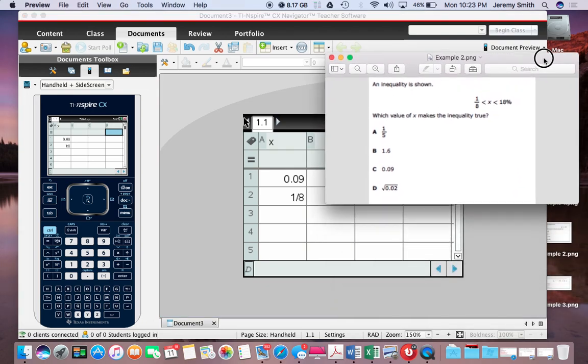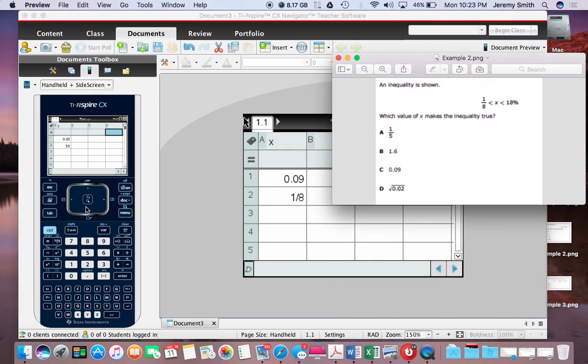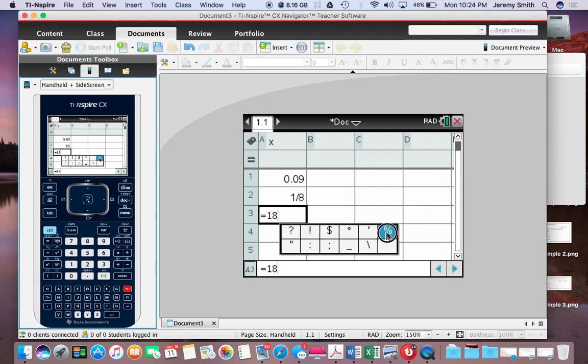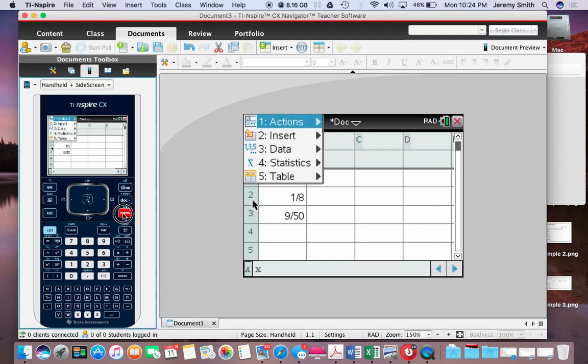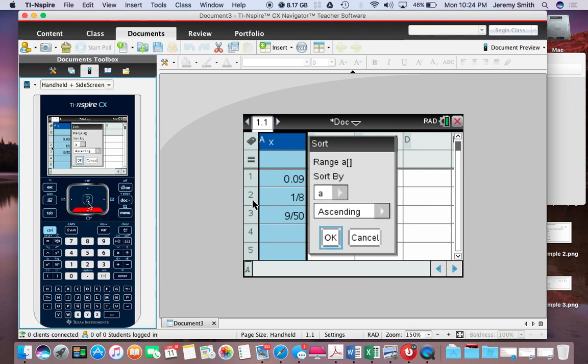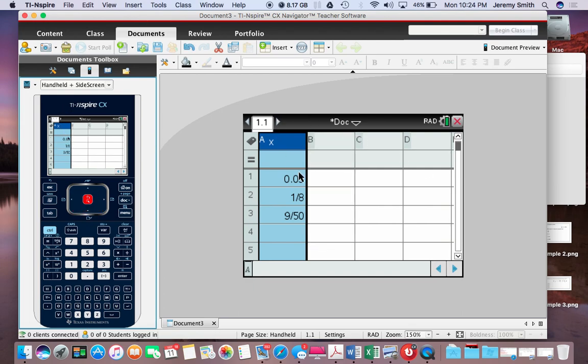Now let's look at this whole entire problem. I'm going to go back in here, put the whole problem in there. Let's go back and add that 18%. So I'm going to put equal 18%, and you press this for your percent sign. Okay, menu 1/6, and I'm trying to see once again what is in between 1/8 and 18%. I'm going to do ascending, and when I solve this, I see that nothing changes. It's not in between these two, so that doesn't work.